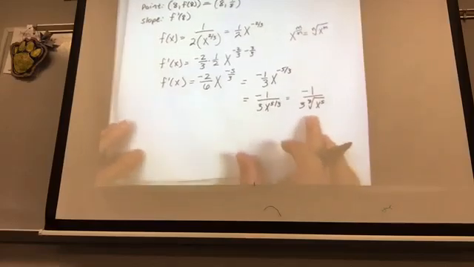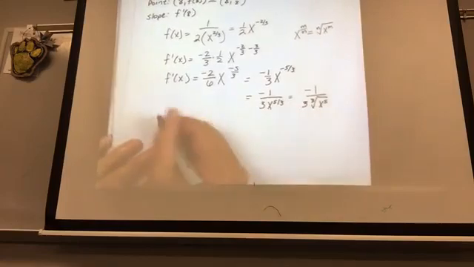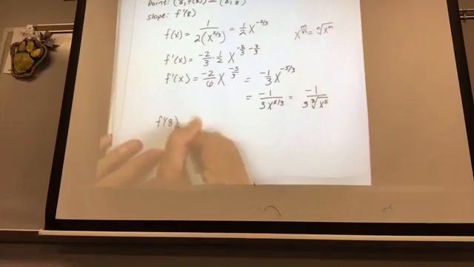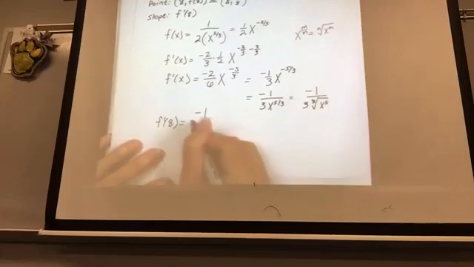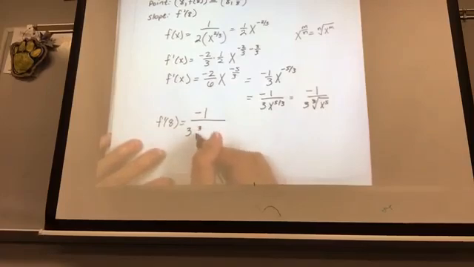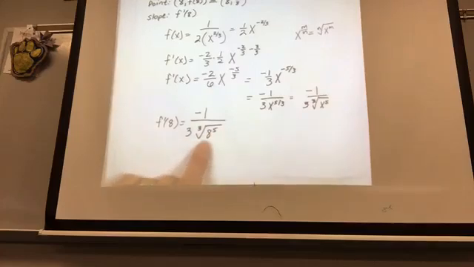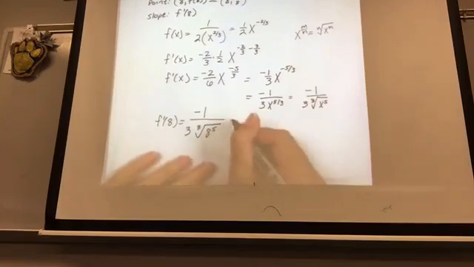Okay, so now we can plug in 8. So f prime of 8 is negative 1 over 3 times the cubic root of 8 to the 5th. Well, I definitely don't want to calculate 8 to the 5th, but instead, what's the cubic root of 8? 2. So I want to think of it as 2 to the 5th. And what is 2 to the 5th?